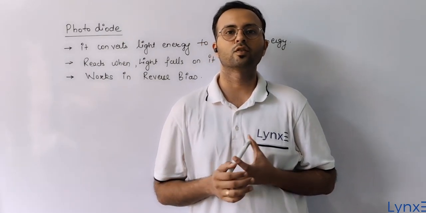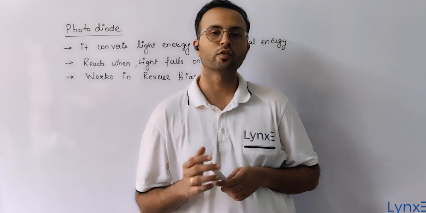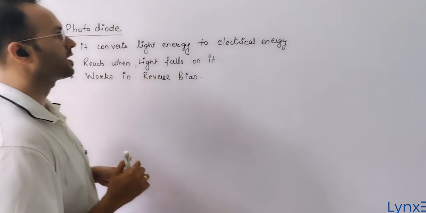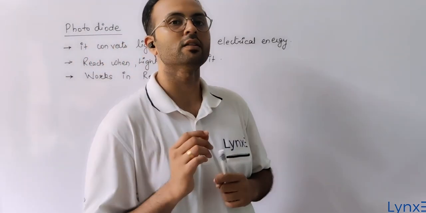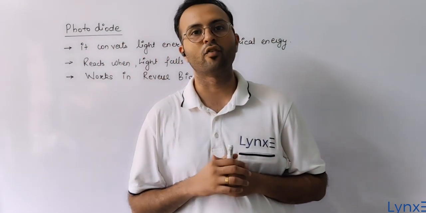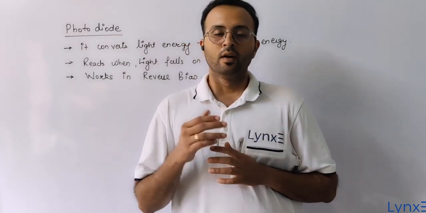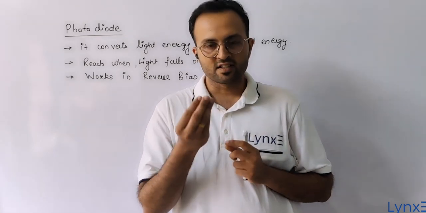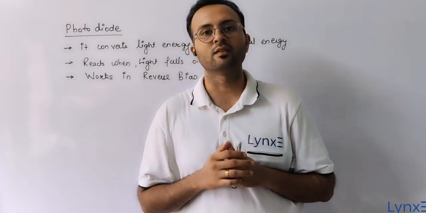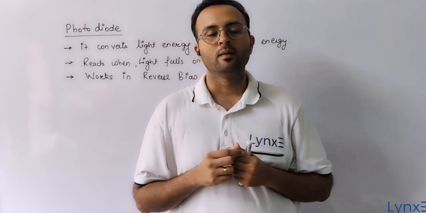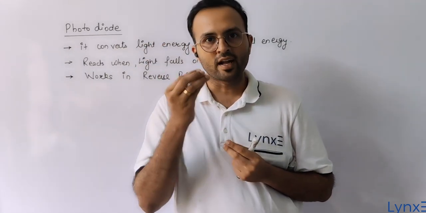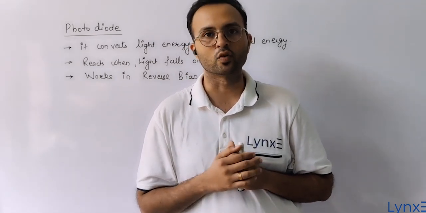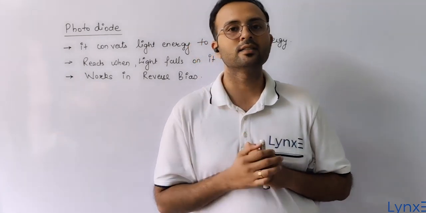In this video, we are going to talk about the photodiode and how it works. A photodiode is nothing but a device that converts light energy to electrical energy. That means whenever light falls on the diode, it converts it into electrical energy. It is designed in such a way that when light enters the depletion region of a PN junction diode, it reacts and converts into electrical energy. So that is the main point.